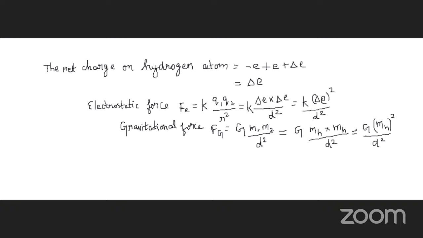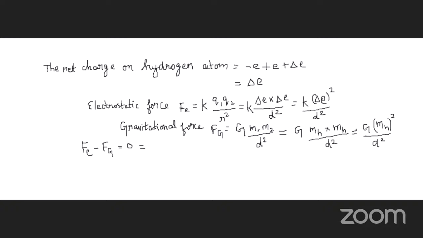So in the question, they have given you that the net force, that is the force due to electrostatic repulsion and the gravitational attraction, the net force between the two hydrogen atoms is 0. It has been given in the question. Since the repulsive force is electrostatic, I am taking it as positive. The gravitational force is attractive in nature, so I am taking it negative. So this is 0 according to the question.